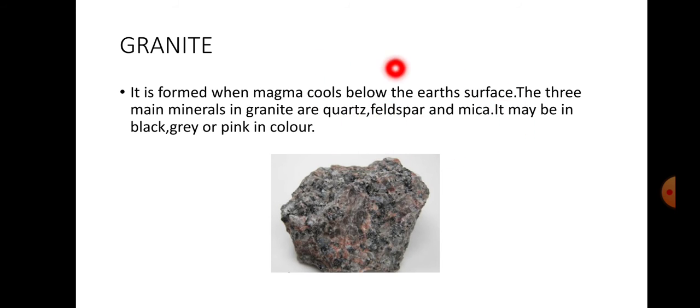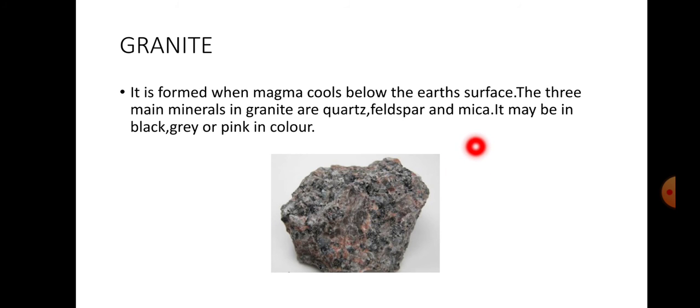You already know that rocks are made up of minerals. When you see a small piece of rock under a magnifying lens, you can find the different minerals in it. The most abundant minerals in granite are quartz, feldspar, and mica. These are the three different minerals present in granite. It may be black, grey, or pink in color. It is very hard, therefore it is used for flooring of houses.